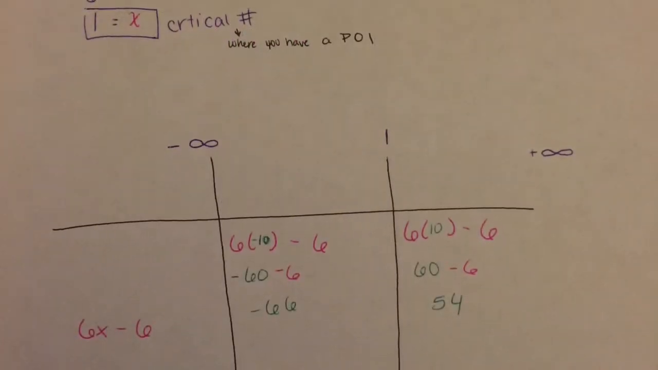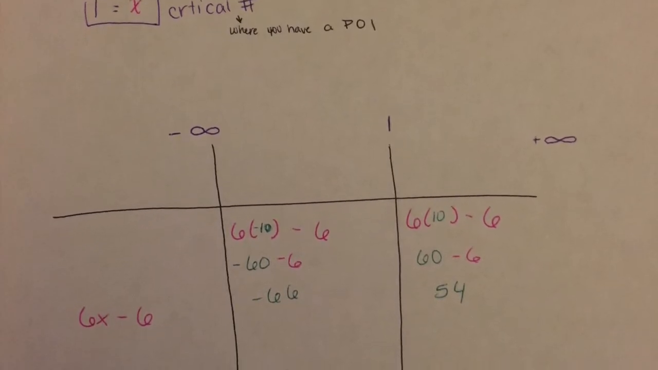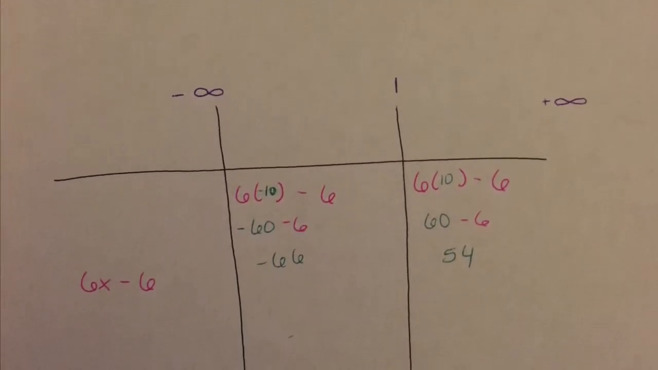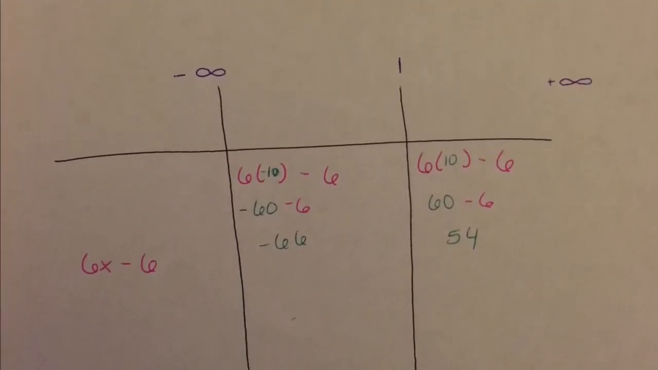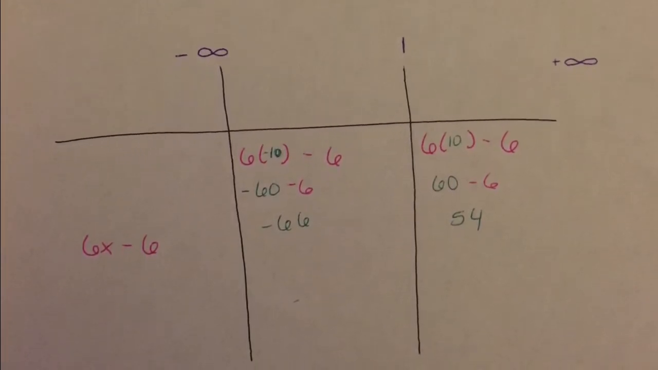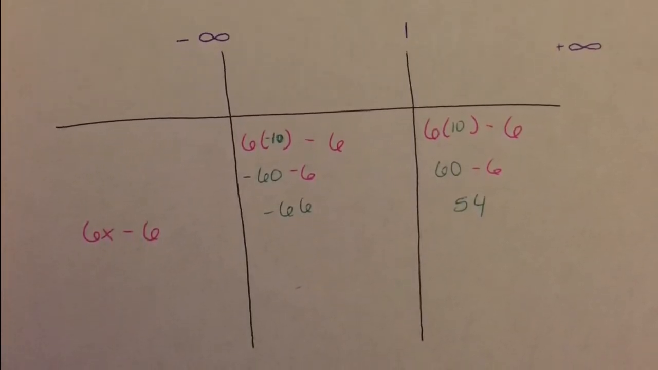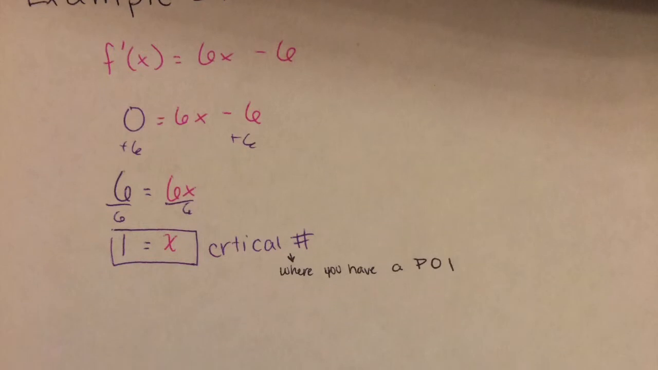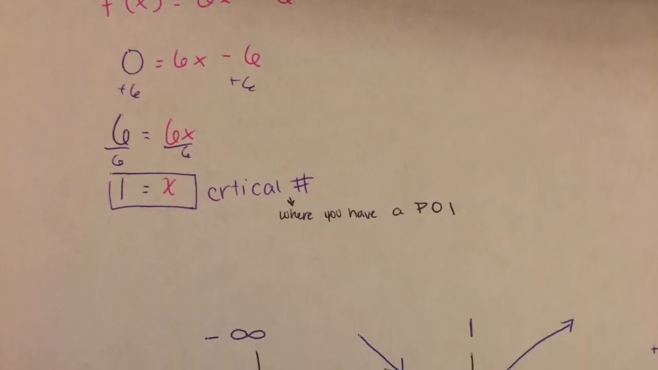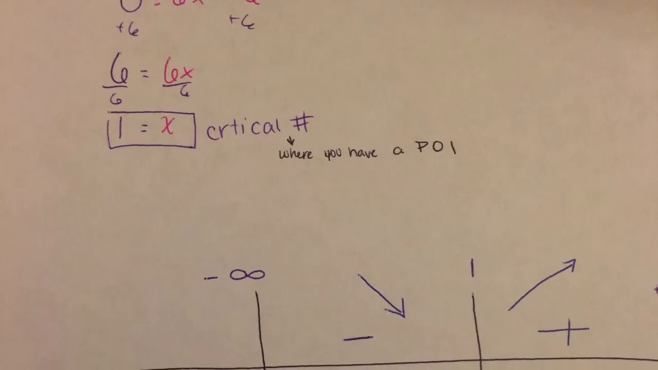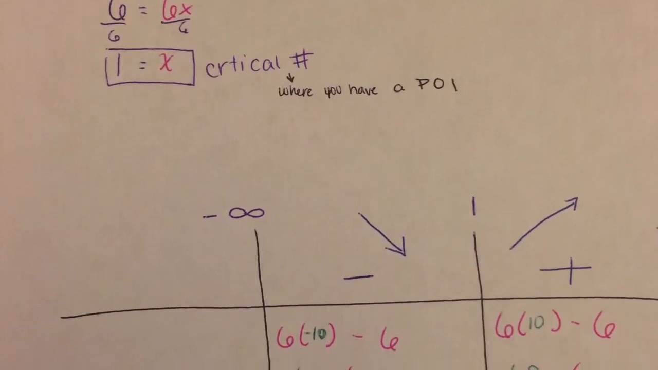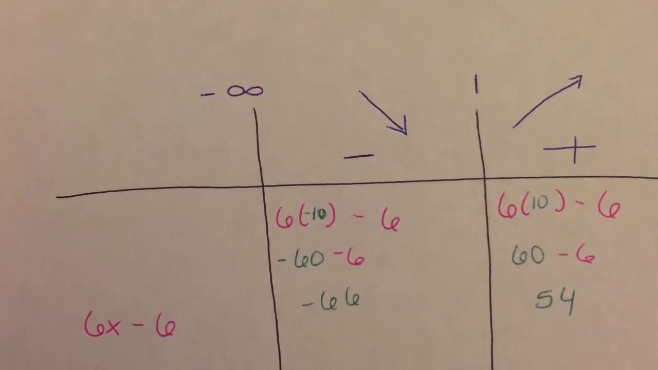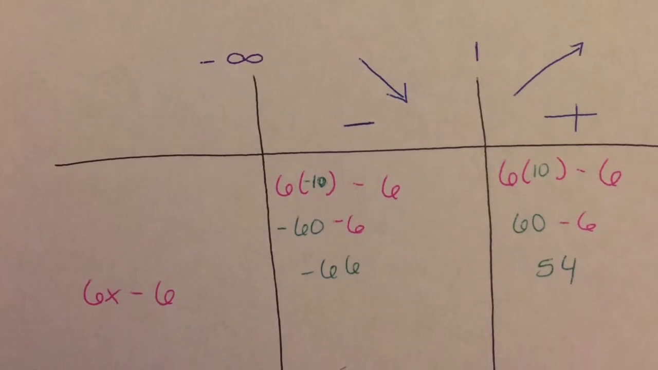Plug in that number into your f prime equation. Solve for f prime, and if your number is negative, put a negative at the top. If it's positive, put a positive at the top. When I plugged those two numbers in, I got negative 66 and positive 54. Once you have put your negative and positive at the top, draw an arrow showing whether your graph will be decreasing for negative or increasing for positive. That will show you whether your graph is increasing or decreasing without even having the graph right there.